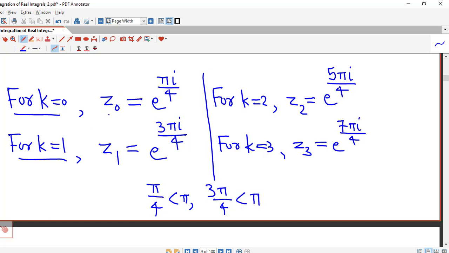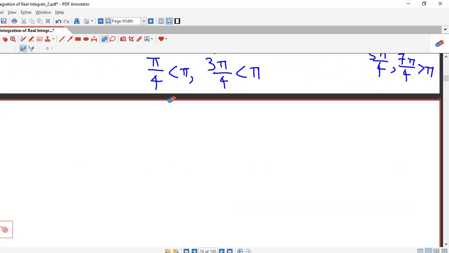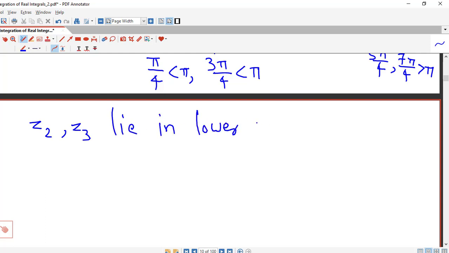So these two roots are in the upper half plane, and here 5 pi by 4 and 7 pi by 4, both the angles are greater than pi, so they are in the lower half plane. So only z0 and z1 are in the upper half plane, and z2 and z3 lie in the lower half plane, which are not of our interest.